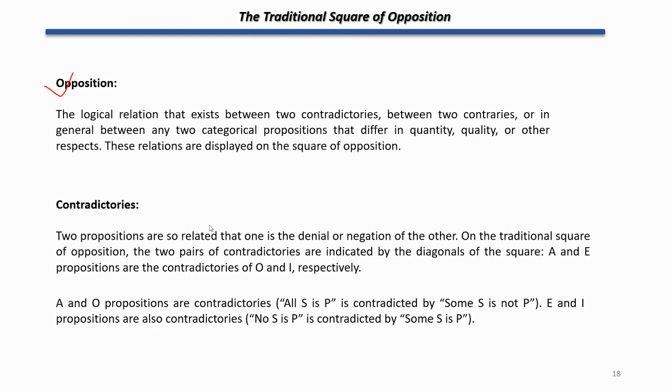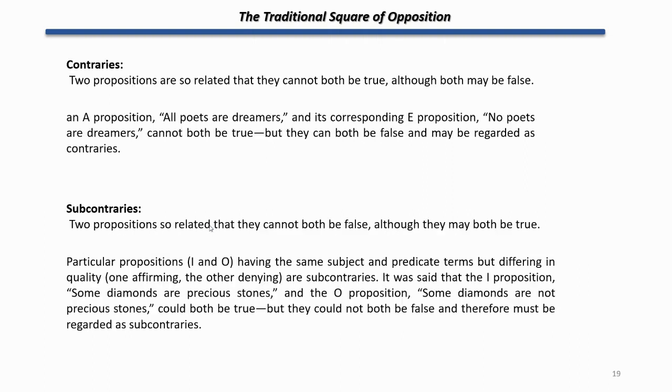A and E are affirmative, and O and I are negative. So those are contradictories. What are contraries? Two propositions are so related that they cannot both be true, although they both may be false. Like an A proposition, all poets are dreamers, and its corresponding E proposition, no poets are dreamers, cannot both be true, but they can both be false.